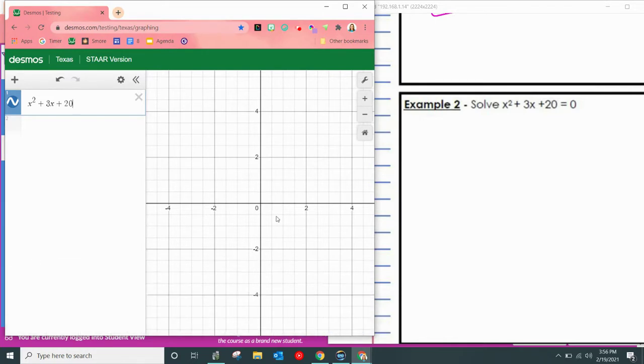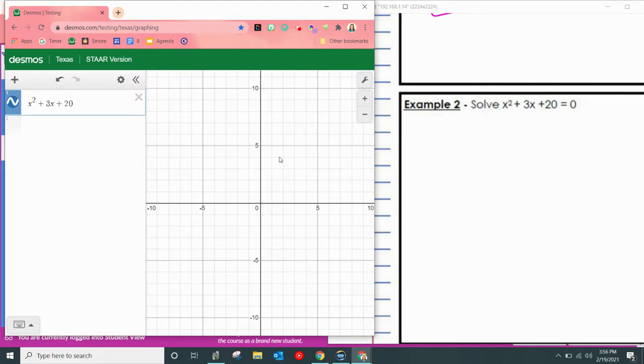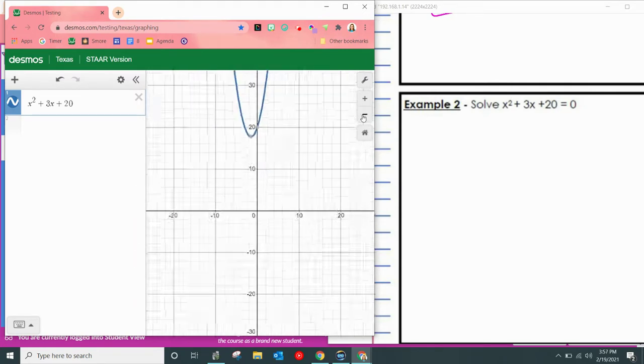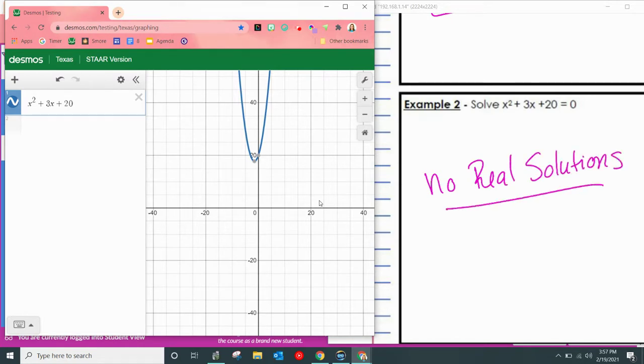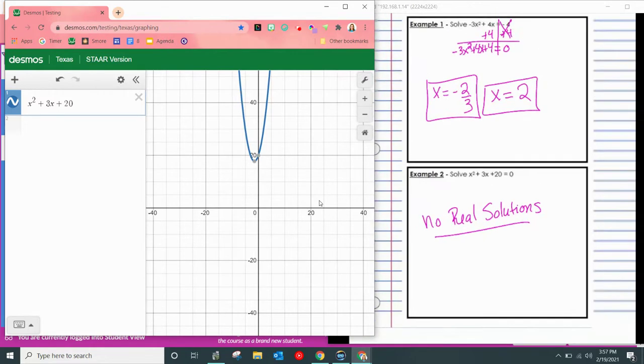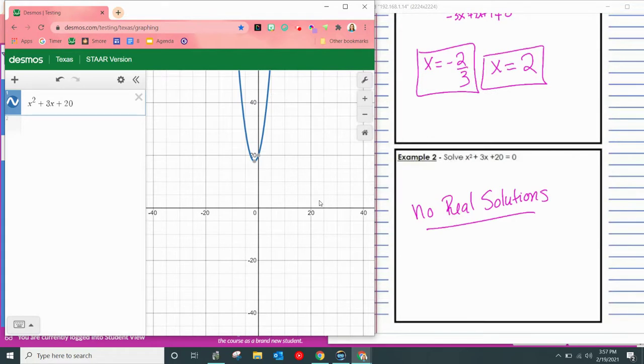Now, do you see how I don't have my picture here? If I come over and hit my home screen, usually it shows up, but sometimes it doesn't. Sometimes you have to zoom in and out. Oh, well, look at this one. Is this one touching the x-axis at all? Is it crossing it? No, because this one is not, then we would just say this one has no real solutions. It doesn't cross the x-axis. So that one doesn't have any real solutions.